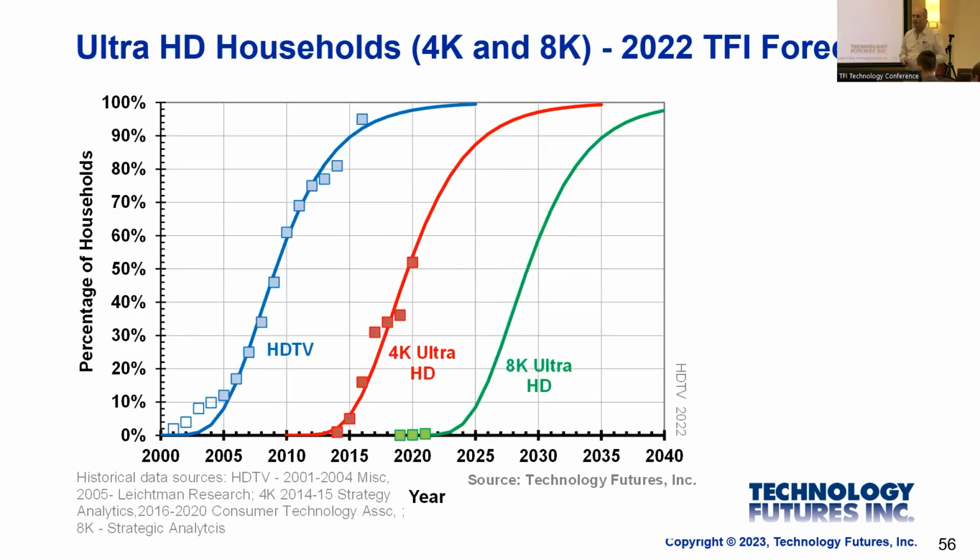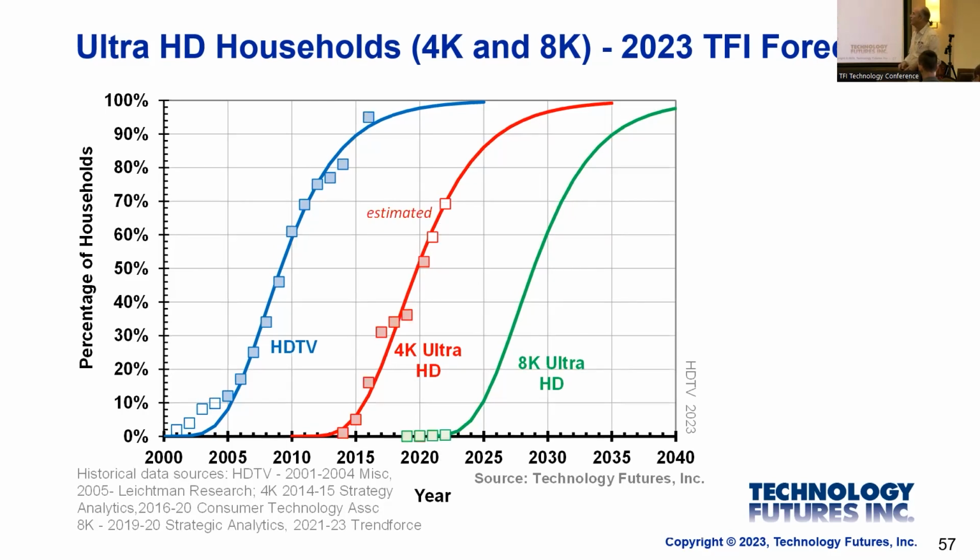Another thing that we track is the generations of television. So we've gone from HD TV, which essentially all households now have at least an HD TV, to the 4K generation, where we've now gone over 50%, and now we've started the 8K generation, which is still less than 1% of households. This was a 2002 forecast. This is 2023, the latest one.